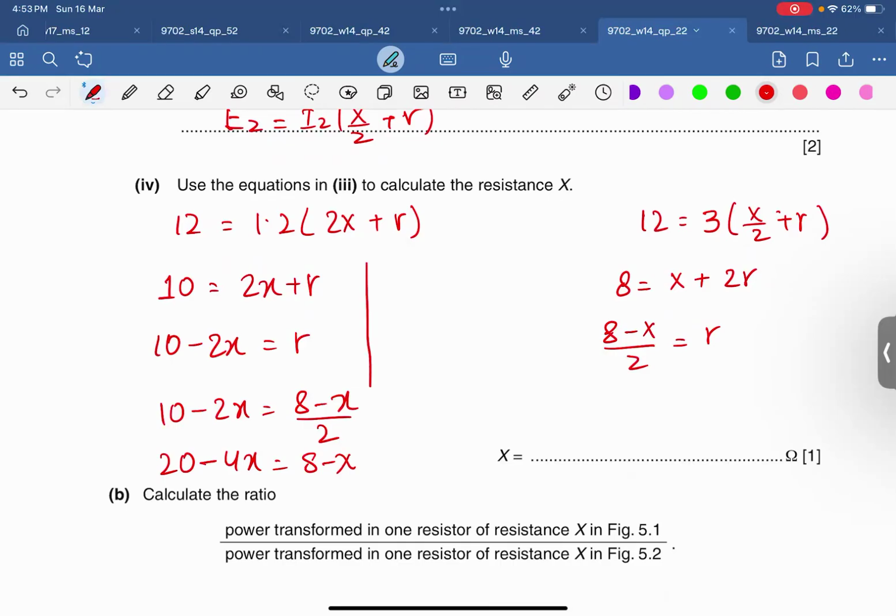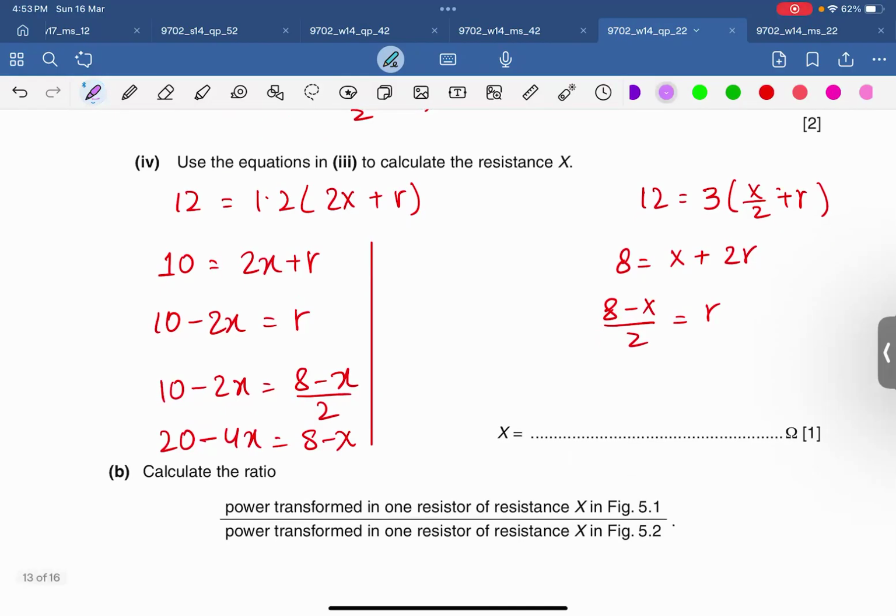Okay, and that would be 5. So 20 minus 8 equals 4x minus x. Okay, so 12 divided by 3 equals x... so 12 equals 3x. Okay, so x equals 4.